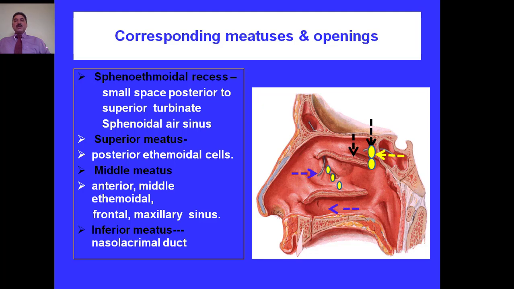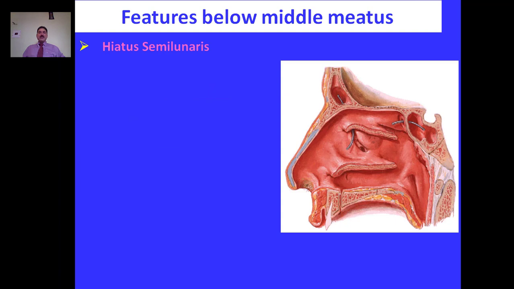Inferior meatus of the nose lies below the inferior turbinate. The only structure opening in the inferior meatus is the nasolacrimal duct. Features below the middle meatus: below the middle meatus there is the hiatus semilunaris.